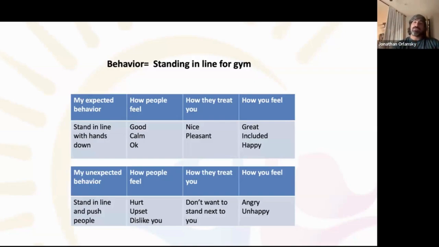This is really for our learners who have learned to be socially mediated and whose moods and feelings are dictated by how others respond to them. I think most folks get to that, but especially for our younger learners, this may not be their first response. When I stand in line and push people, they don't like me, they don't want to stand next to me, they may not feel angry and unhappy. They may feel great because they got whatever it was they were trying to get. So all this should be attenuated to an individual.